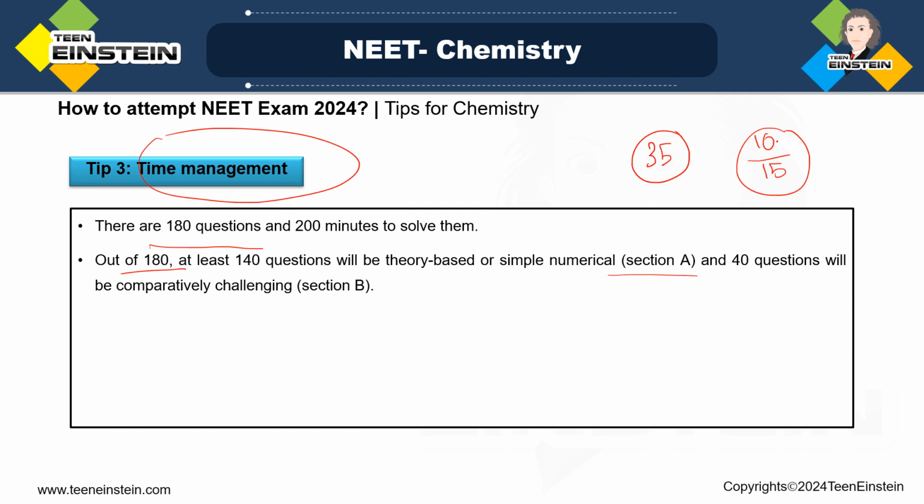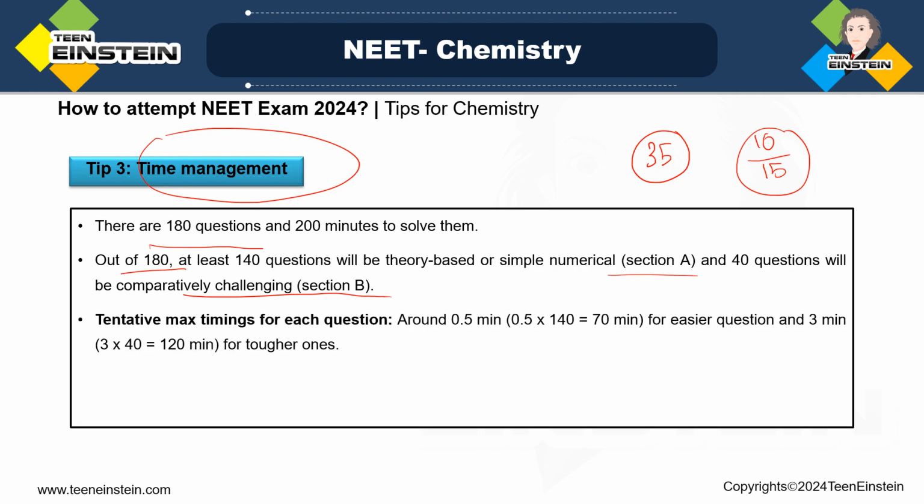So you can divide it according to chemistry. But overall, if we say out of 180, at least 140 questions will be theory based or simple numerical, and 40 questions will be comparatively challenging. One example we have already seen is how the questions look from section A and section B. For section B, you have to think more. It is comparatively complex. So what do you have to do if you consider time management? Again, I am saying this for overall, that is physics, chemistry, everything, but you can divide it for chemistry.